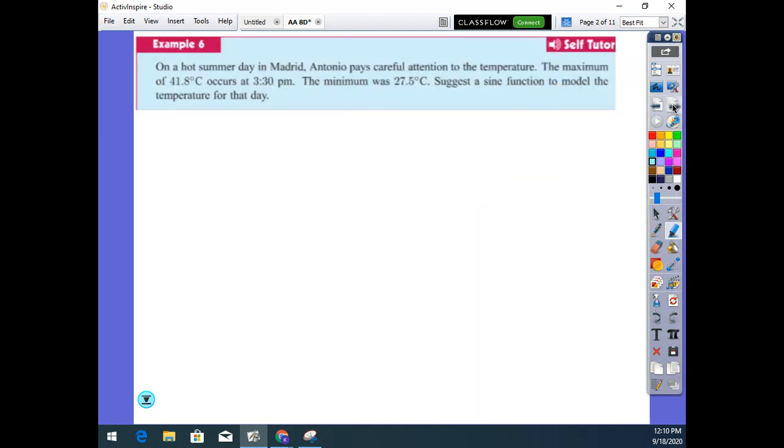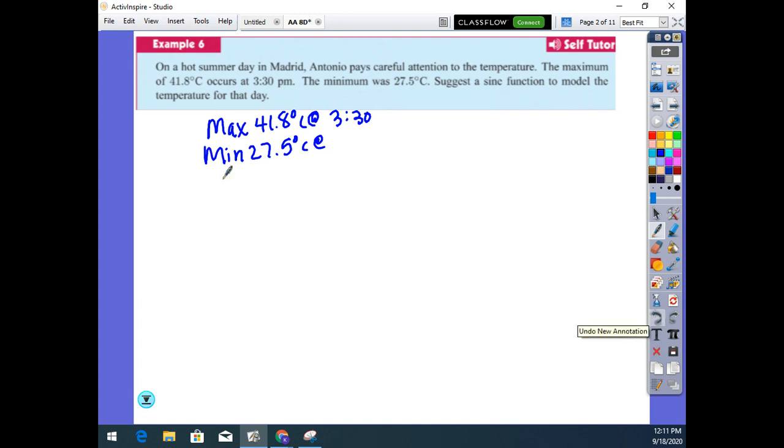Okay, on a hot summer day in Madrid, Antonio pays careful attention to the temperature. The max temperature occurs at 3:30. The min, so organizing your information, it doesn't say what time. All right. And it wants a sine function to model this.